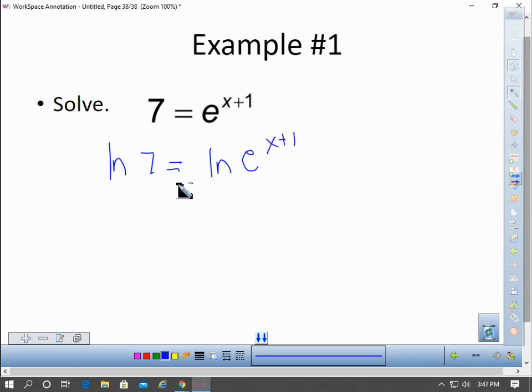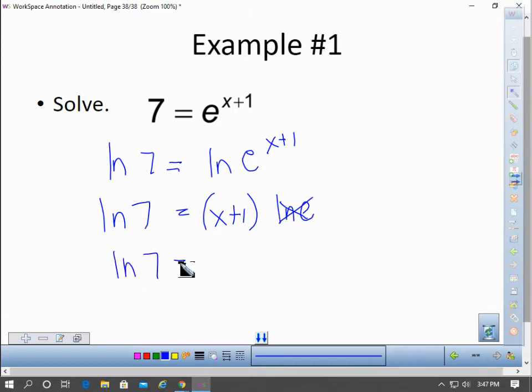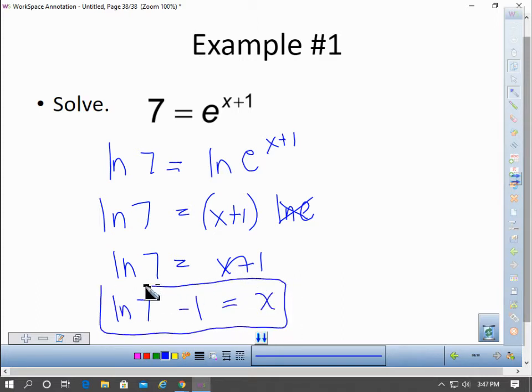Now that I've done the natural log on both sides, I can use a law of logarithms and multiply my power to the front. Just take that whole quantity and multiply it to the front. Now the natural log of e is 1, so this goes away because that equals 1. Then I just have the natural log of 7 equals x plus 1. When I subtract 1, I get the natural log of 7 minus 1 equals x. So there's my answer for x. Now, this is not the natural log of 6. It's the natural log of 7, whatever that is, and then you subtract 1.